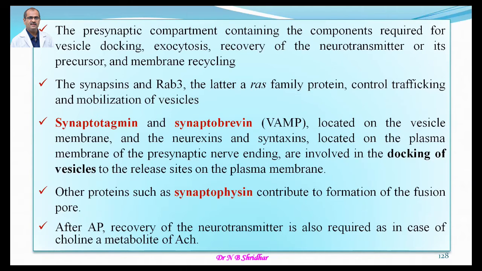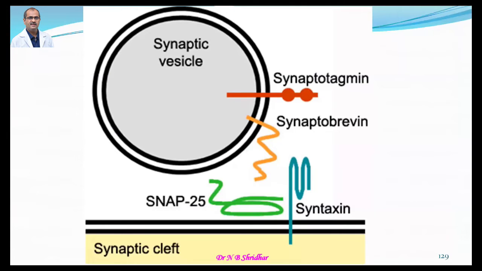Other proteins such as synaptophysin contribute to the formation of the fusion pore. Whenever the action potential comes, recovery of the transmitter is also required, as in the case of the choline metabolite of acetylcholine. And here you can see the synaptic vesicle, and this is the synaptic cleft. This is a nerve ending, and all these are required for fusion between the nerve ending and the synaptic vesicle.